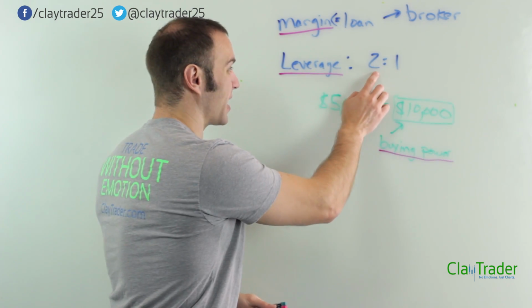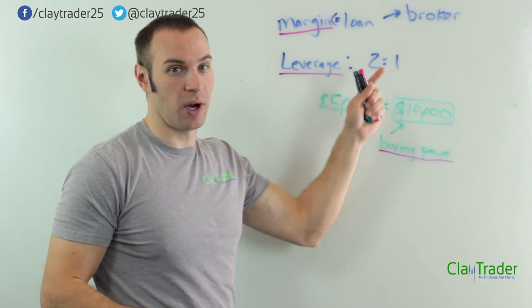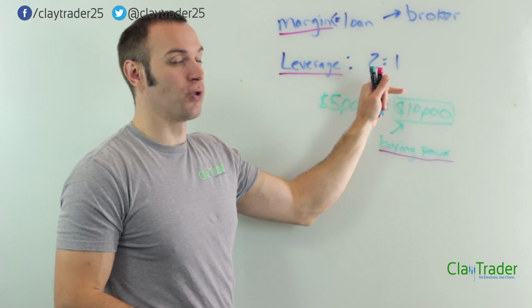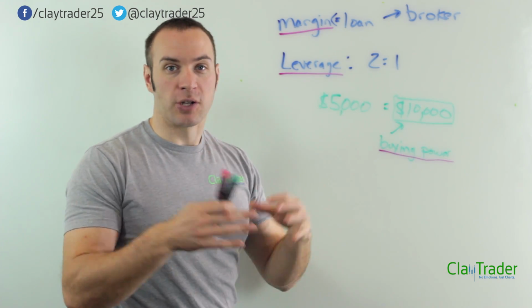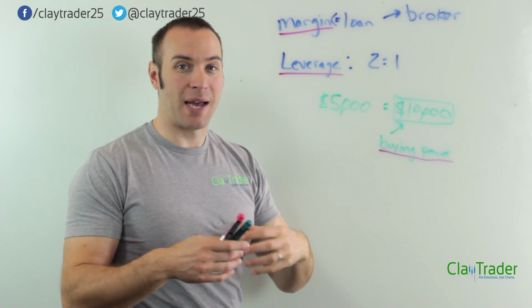Now, in the world of Forex, this could be 20 to 1. This could be 50 to 1. It can get really, really crazy in the world of Forex. And with stocks, it's always going to vary. But that's what's going on. That's how the math works.